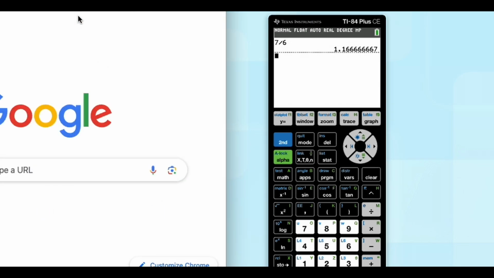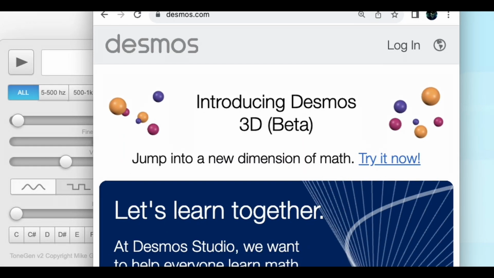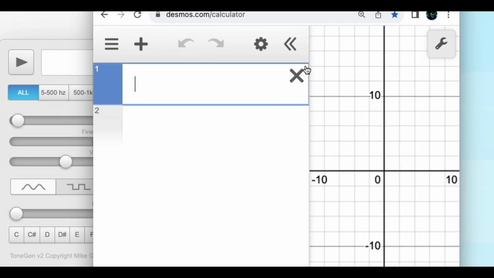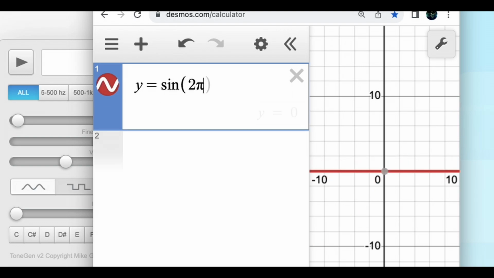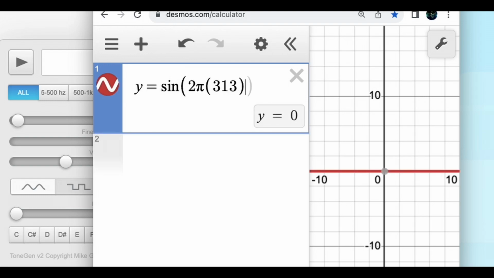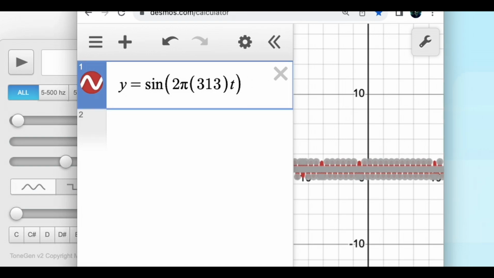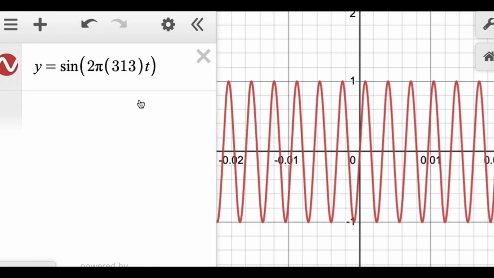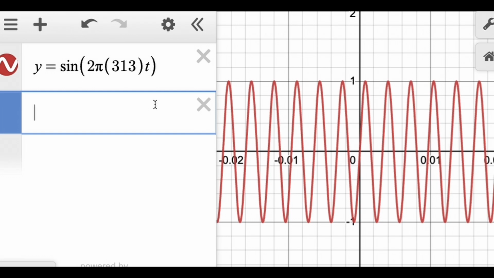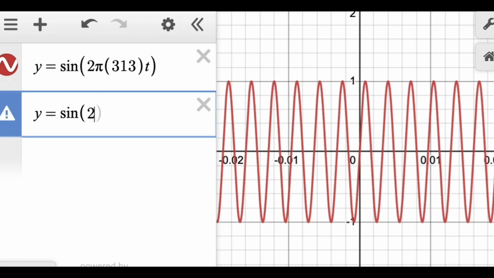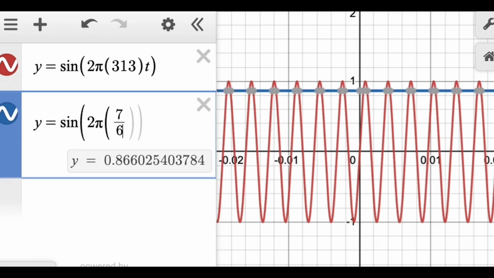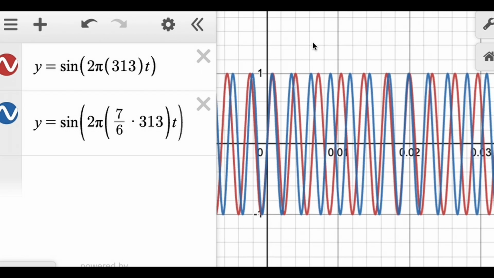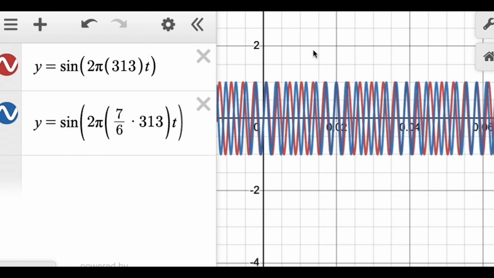Now, if we plot the two together, we could go to Desmos and look at the waveform of what they look like when they're together. The way we make a wave is we do y equals sine of 2 pi times the frequency, which for me was 313, and then we put a letter t. So this is what's called my fundamental frequency here. Now let's plot the 365. Okay, so that's what we get there.